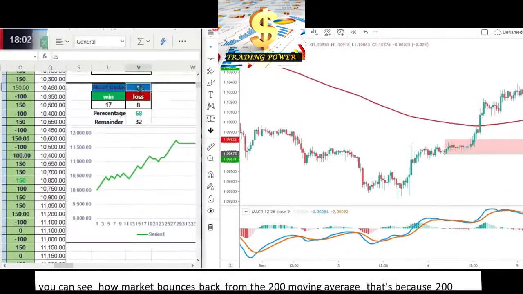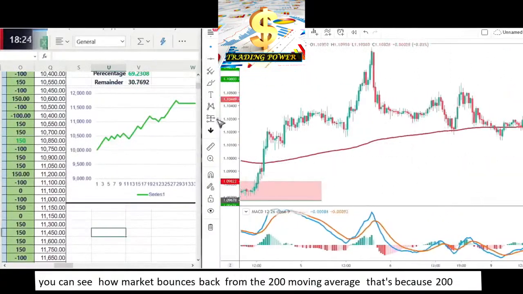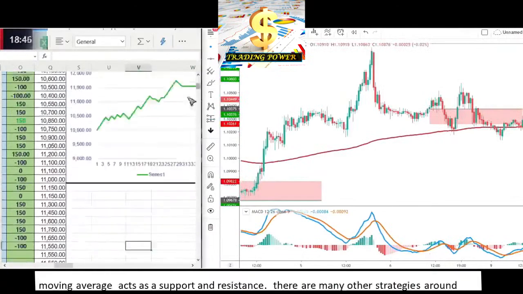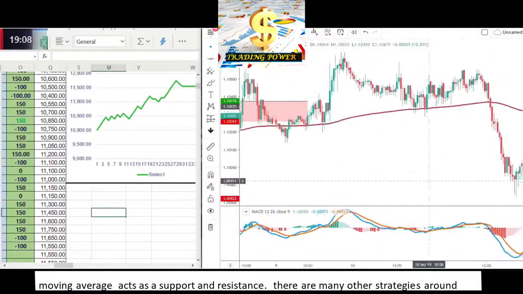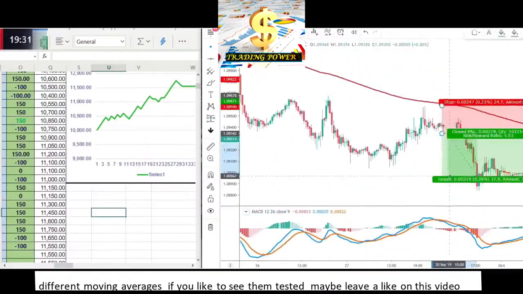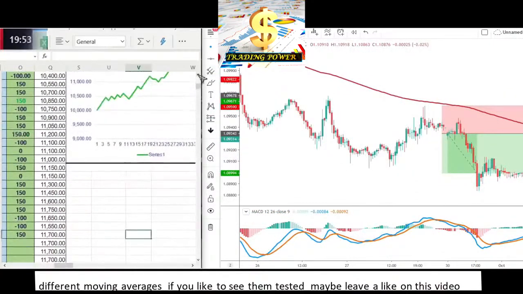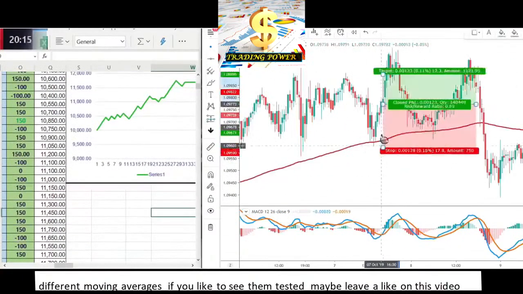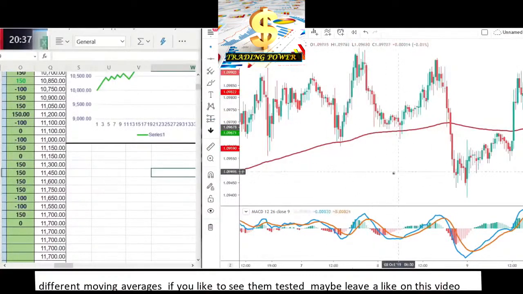You can see how market bounces back from the 200 moving average. That's because 200 moving average acts as a support and resistance. There are many other strategies around different moving averages. If you like to see them tested, maybe leave a like on this video and subscribe to support the channel.